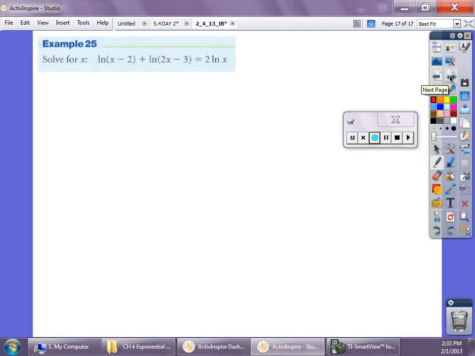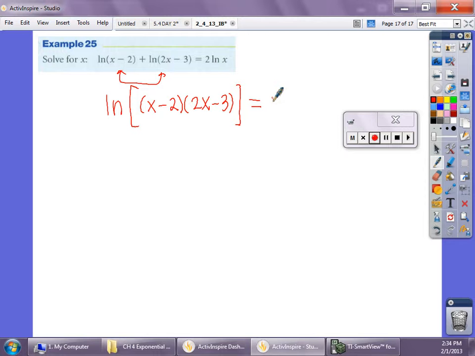Last guy. We see that this is not isolated. It is a sum. So I know that I'm going to get the ln of x minus 2 times, oh my lord, this 10. ln of x minus 2 and then 2x minus 3 equals 2 ln of x. So what I'm going to do, I'm going to raise that up here, and you'll see why in a second.